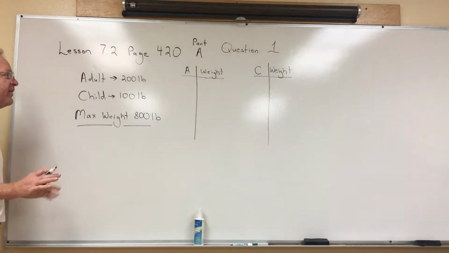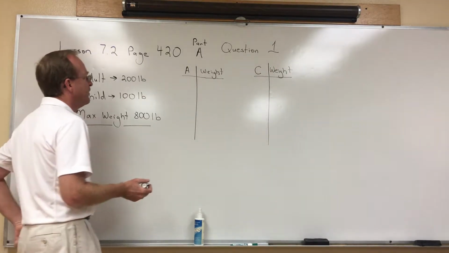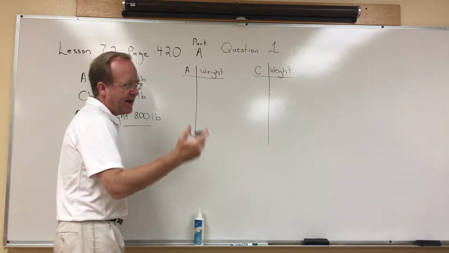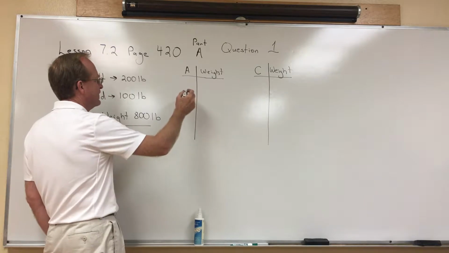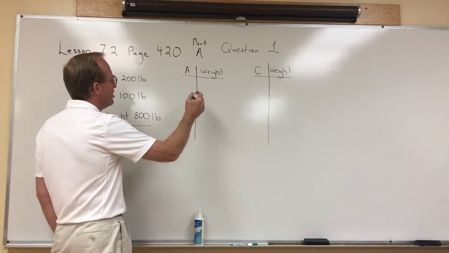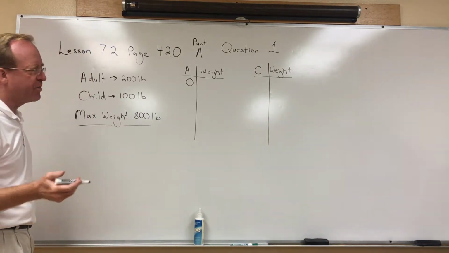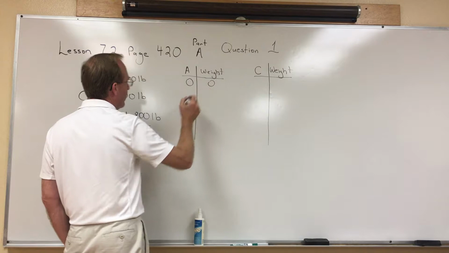So let's think about that a little bit, and let's do it one piece at a time. So let's look at the adults. What's the possibilities here? Well, you wouldn't have any negative adults. So we're not going to have any negative numbers in this scenario. That's just bizarre. So we could have no adults in the raft, though. That's possible. And if there's no adults in the raft, that gives us no weight.